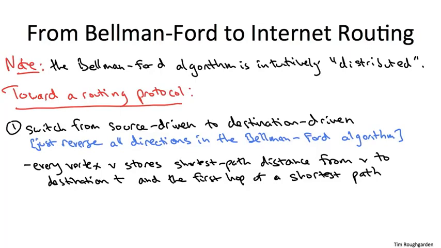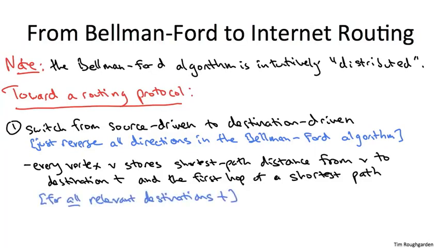Now, of course, if you're a router in the internet, you don't want to be optimized purely for a single destination T. You have to be ready to accommodate data bound for anywhere in the internet. So as a result, each vertex stores the shortest path distance and the first hop, not just to a single destination T, but to every relevant destination T, so that it's prepared for any data that it might acquire.